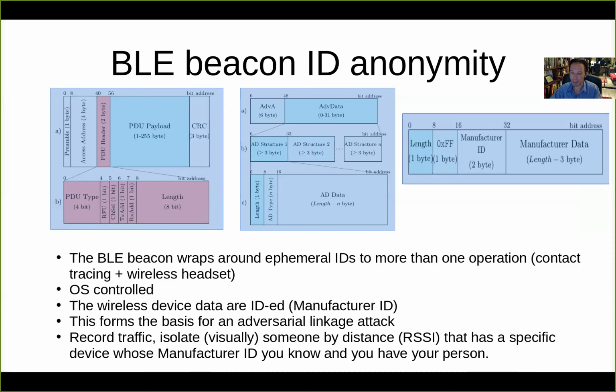So the bottom line here is that, again, depending on how well equipped your adversary is, and whether they have visual contact and a sophisticated way to record the beacon traffic, they can actually identify you. So the anonymization and randomization of the BLE addresses may not be so anonymous after all.